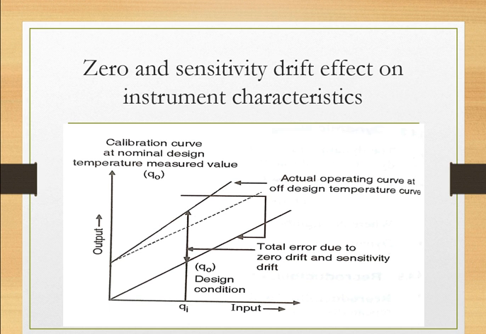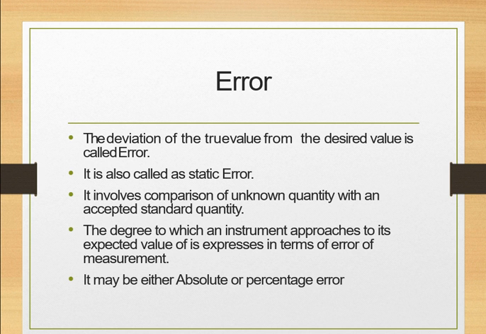Let us move forward with the next point, that is error. This is the most important parameter of any instrument, because generally we say the system should give an errorless output. That means there should not be any error; the actual output and standard output must be equal. But if an instrument is giving you an error, it is of no use. That's why we must reduce that error. This is the most important parameter.